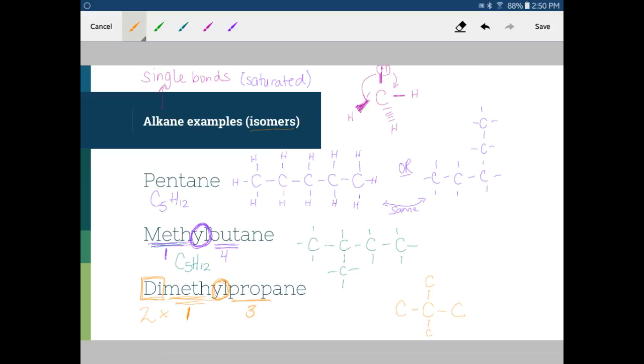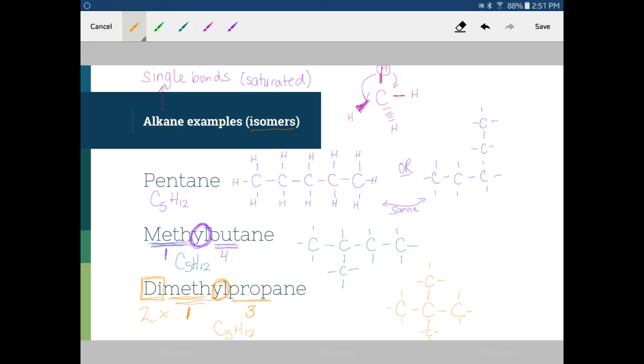Now again, because this is a saturated hydrocarbon, I need to then fill all the rest of the spaces up with hydrogen. So I have 1, 2, 3, 4, 5, 6, 7, 8, 9, 10, 11, 12. Well, hunky-dory, look at that. We have C5H12. So again, we have the exact same molecular formula, okay, but we have very different structures. Pentane was all in a line, methyl butane was in a line with a single branch, and dimethyl propane was 3 carbons with 2 separate branches.